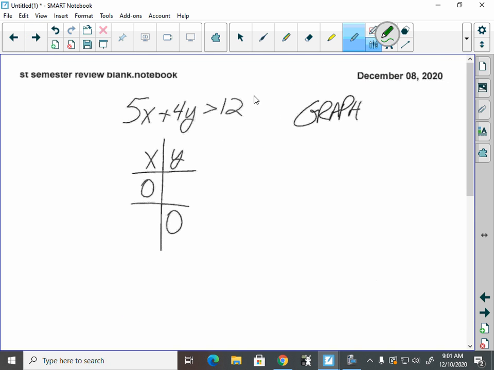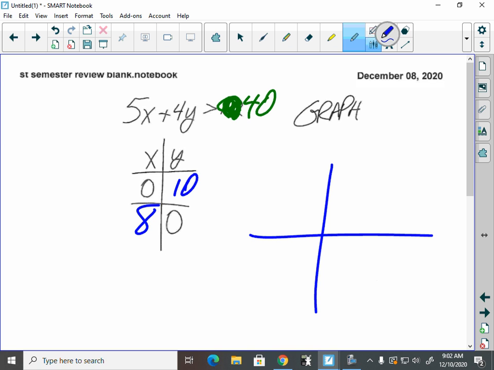All right, if I said graph something like this, let's be a little nicer than this. Let's change this. Instead of 12, really? 12? Let's make it 20. Yay. No. Let's make it 40. Yeah, there we go. Okay, that way you won't get super confused. If x is 0, y is 10. If y is 0, x is 8. I'm going to graph that. And you're thinking, this is child's play.